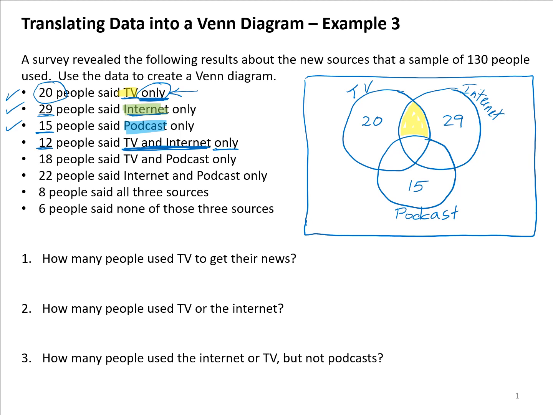All right, so to put the information in right there, that's 12 people. And we can put it in directly because it does say that this is only, those 12 people are only using TV and the internet. They are not using podcast.